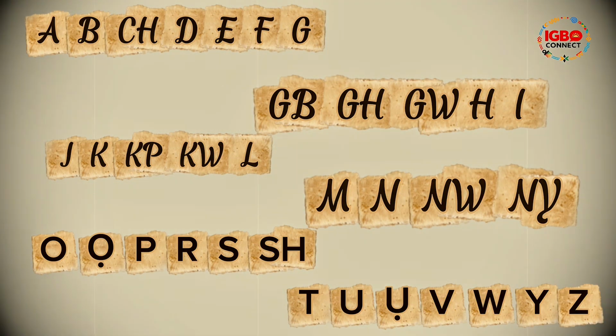Right, after that, we have P, we have R, we have S, then we have our SH there, that's the sh sound. Then we have T, U, your usual U, then there's an extra U, U with a dot. Then we have V, we have W, there's no X, we have Y, and then we have Z. We have our 36 letters, just like that. So you see that it's easy. These are the 36 letters of the Igbo alphabet.